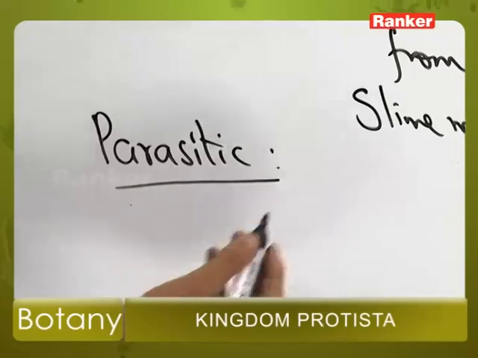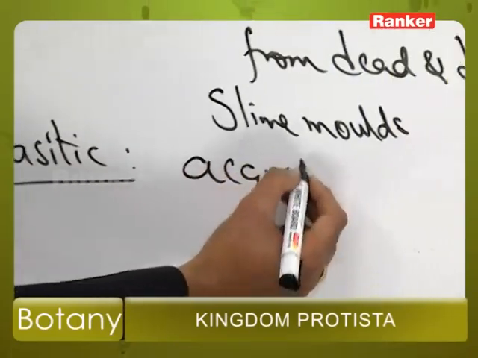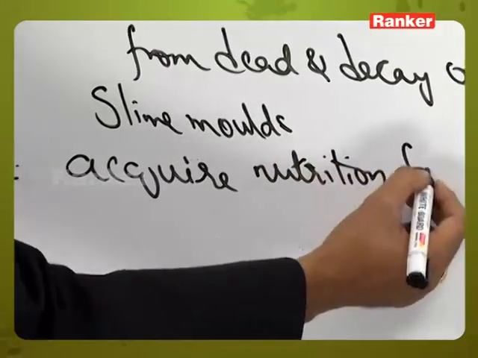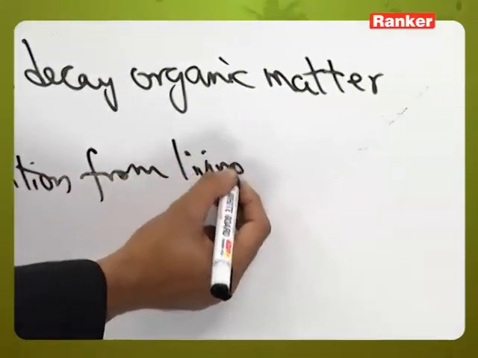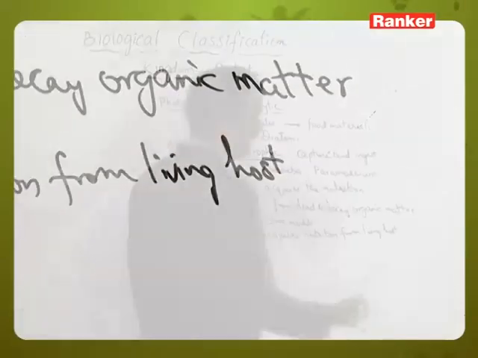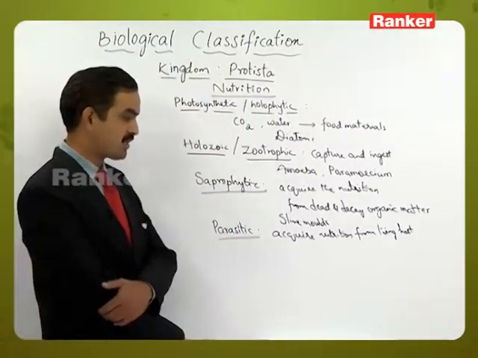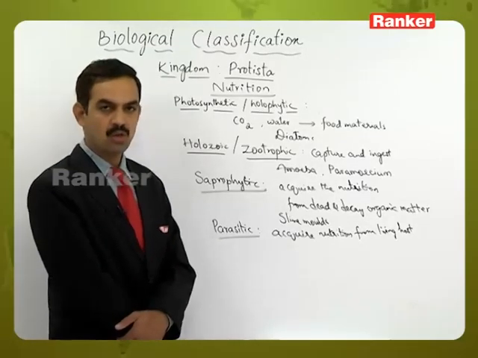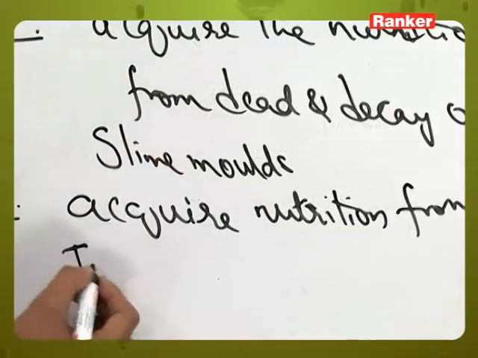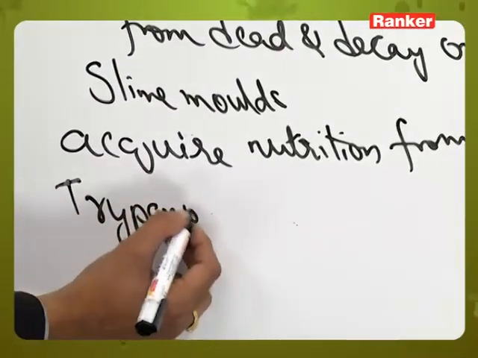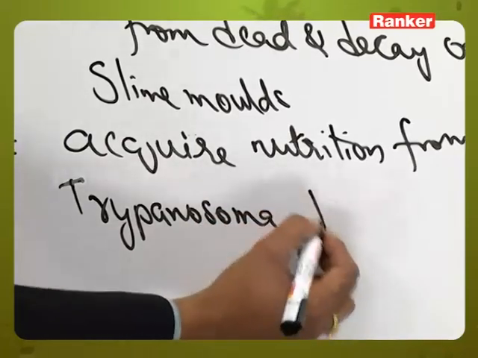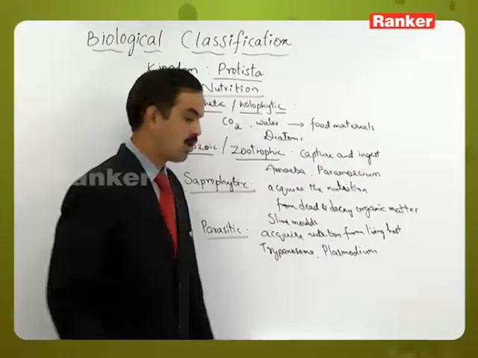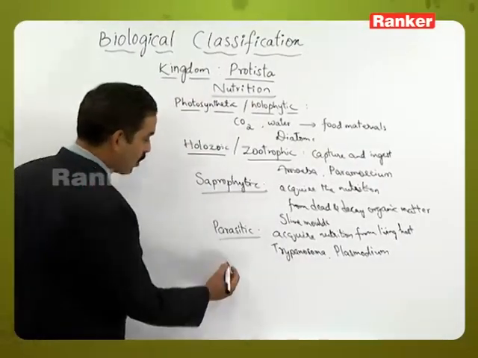Next one is parasitic type of nutrition. In the parasitic type of nutrition, the organisms acquire nutrition from a living host, and at the same time they not only acquire the nutrition from the living host, but they also cause diseases or harm to the host. This can be seen in examples like trypanosoma, plasmodium like organisms.